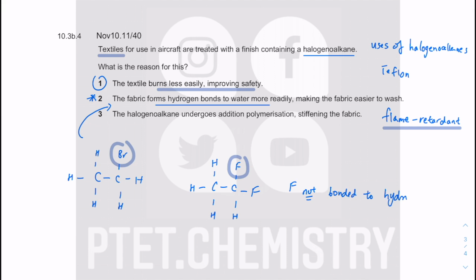In fact, I have drawn alkanes, whereas I should be drawing alkenes, because when they polymerize, they will give you the polymer. It will be looking like this instead. So they won't give you an alkane product. They'll give you a polymeric chain, an addition polymer. But importantly, whether you are in the monomer or the addition polymer, the fluorine is not bonded to the hydrogen.